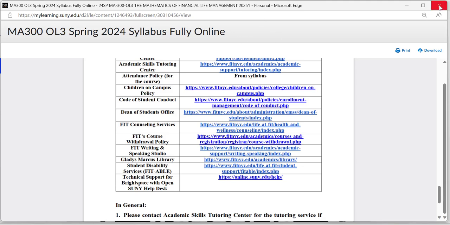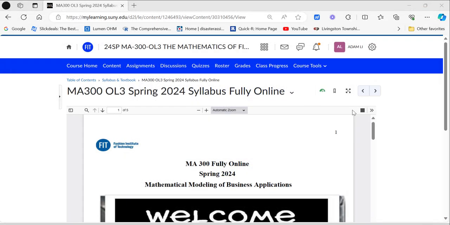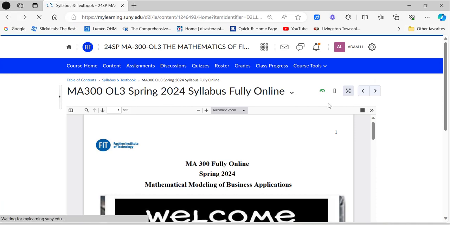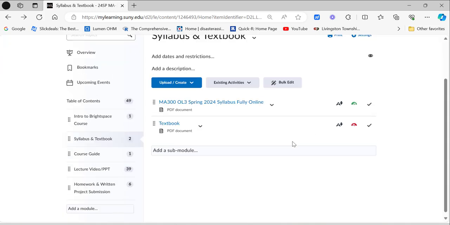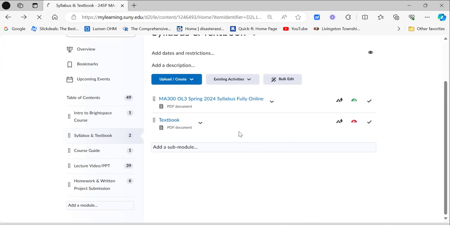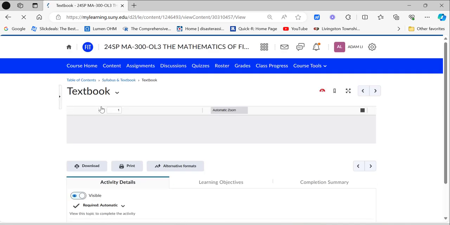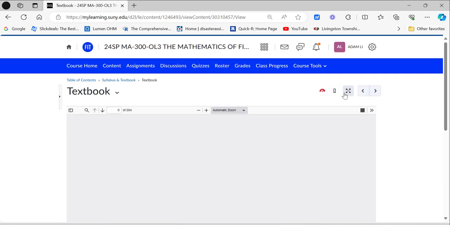So this is item number 1. I just went over it with you guys. And let's look at the textbook, right? Because all the homework assignments come from the textbook. Now you open the textbook, and basically that's the content, and then after the content is the exercise.